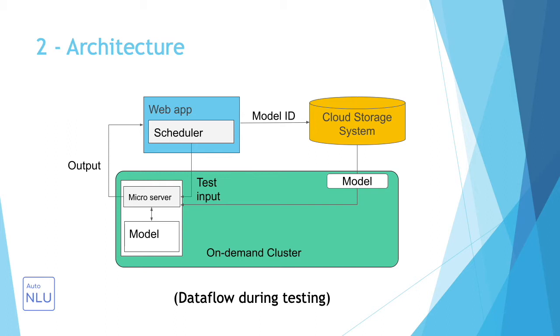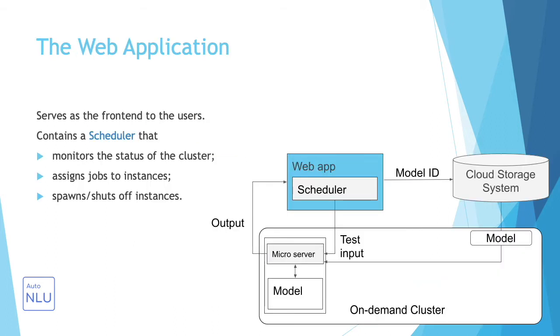And here is the main architecture. As we can see, we have three main components. The first one is a web application. The second one is a cloud storage system. And the third one is an on-demand cluster. Note that we are cloud agnostic, so each of these components could rely on Microsoft Azure or Amazon Web Services or Google Cloud Service.